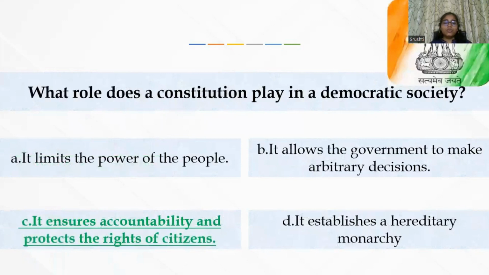Question number 2. What role does the Constitution play in a democratic society? Option A, it limits the power of the people. Option B, it allows the government to make arbitrary decisions. Option C, it ensures accountability and protects the rights of the citizens. Option D, it establishes a hereditary monarchy. The correct answer is option C, it ensures accountability and protects the rights of citizens.